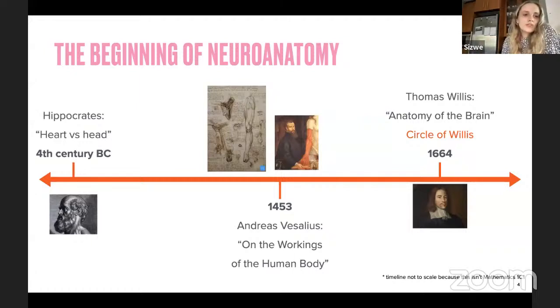Okay. We start off with Hippocrates. There's a bunch of different ways you can say his name. I'm just going to say Hippocrates. Okay. And he first came up with the concept of heart versus head. So a distinction between the self and the brain and what was going on there. That was all the way back in 4th century BC. And then the next big thing that happened, if we can call it that, was in 1453 with Andreas Vesalius, and he did On the Workings of the Human Body.